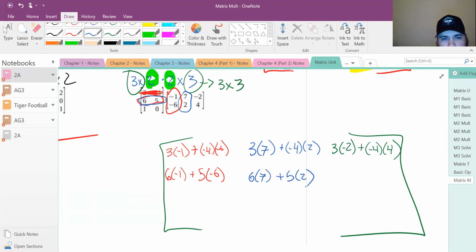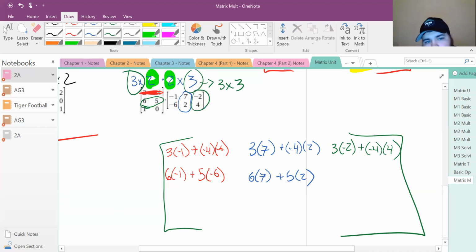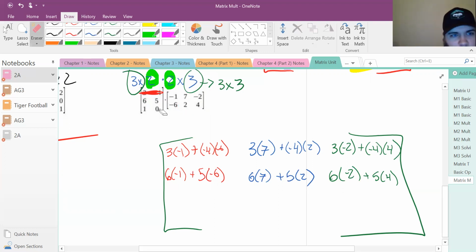Okay, it's muscle memory. Half of math is just muscle memory. If you do it over and over again, it becomes second nature. Okay, for my last entry for that row, we have our second row times my third column. So 6 times -2 plus 5 times 4. I'm really going to have to double check. If we made a mistake, that's fine. All we got to do is go back and fix it. Just take a deep breath, go back and fix it. We're done with this second row.